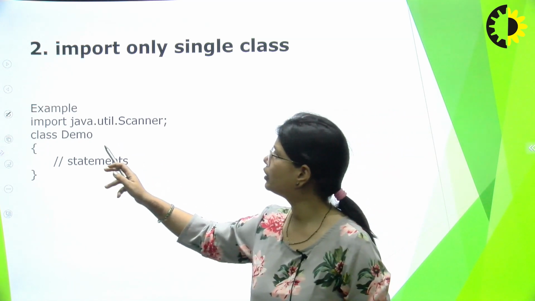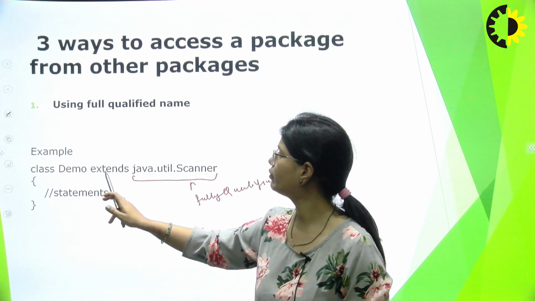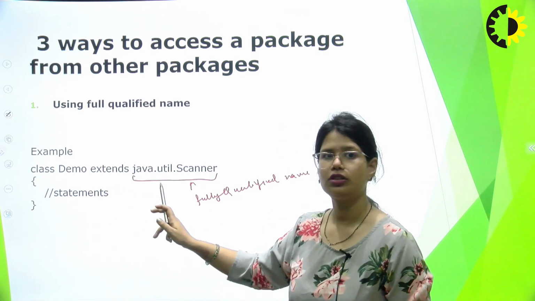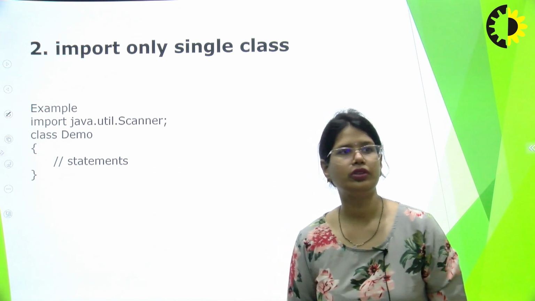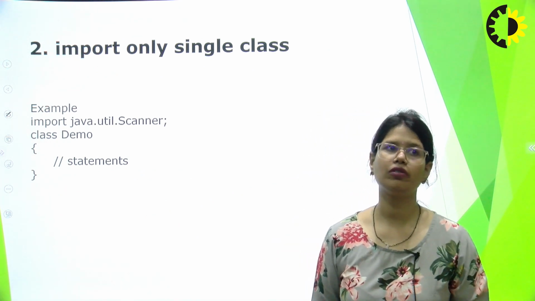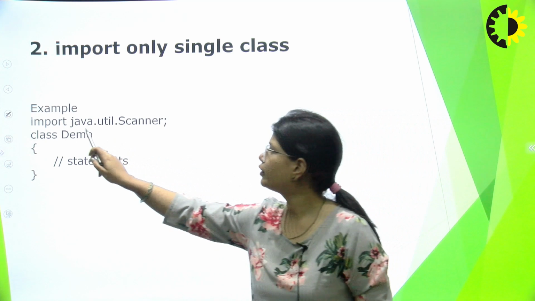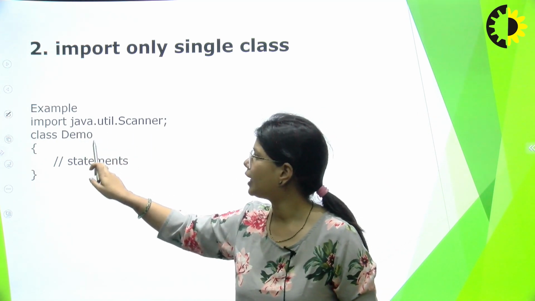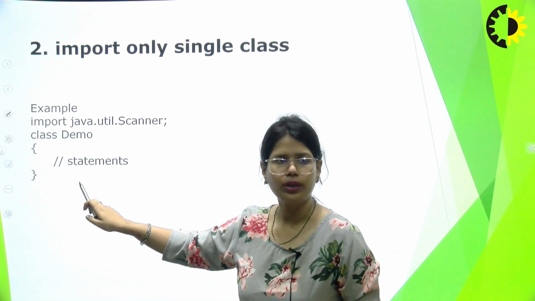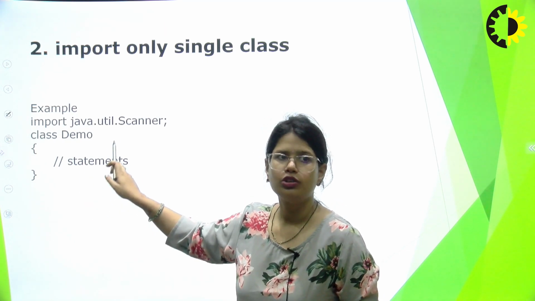All right. Next, the second way is if we want to import only a single class. In the last example we were importing by extending the whole Java package with the class. Now suppose we want to import only a single class, how will we import? We will write import java.util.Scanner, then class Demo and whatever code you need to put in it. Fine.